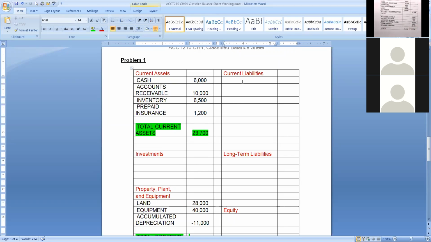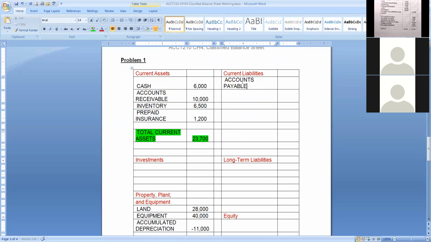Which ones are going to go under current liabilities? Accounts payable. Yep. I'm definitely going to do some rearranging. Okay, accounts payable was 3,000. Are we going to pay the salaries within 1 year? Probably.